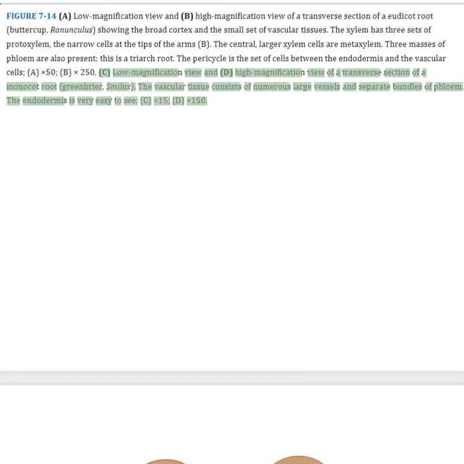Low magnification view and high magnification view of a transverse section of a monocot root. The vascular tissue consists of numerous large vessels and separate bundles of phloem.